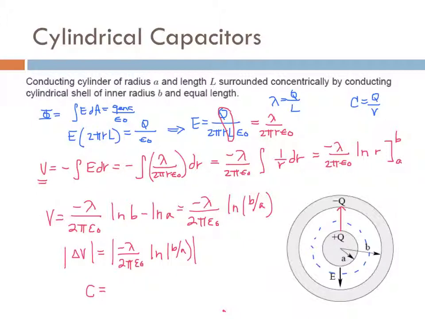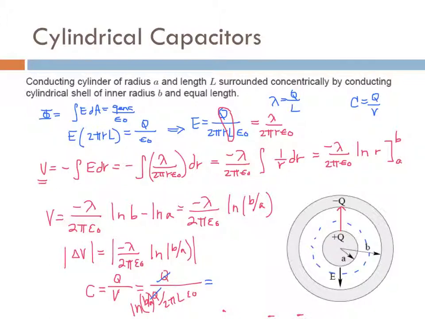Again, to find the capacitance, it's simply the charge over the potential. Again, the charge is Q. The potential is what we just solved for, but the absolute value version. I'm going to replace lambda with Q over L again. So that's 2 pi L epsilon naught down at the bottom. The natural log of B over A is up on top. These Q's will cancel out.